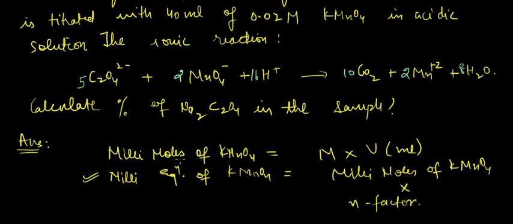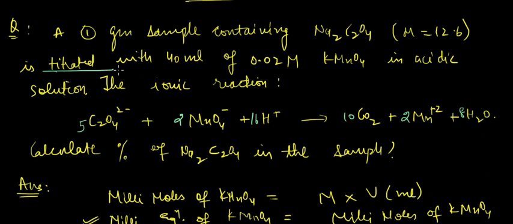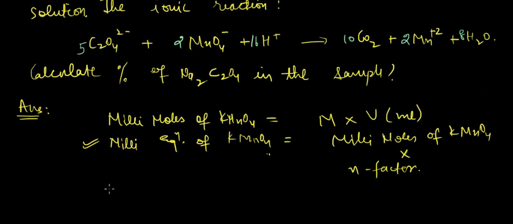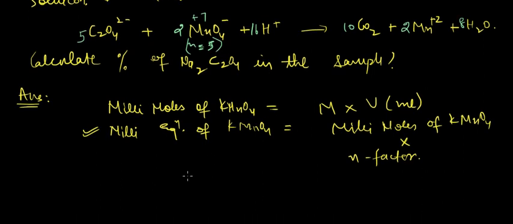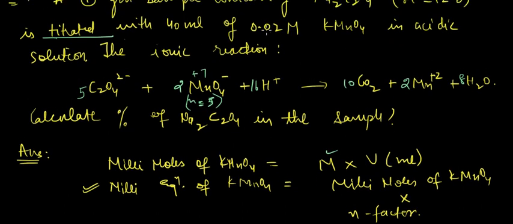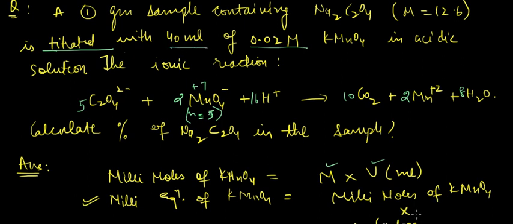Why we are concerned about milli equivalents of KMnO4? Because in the question itself it is written titrated. So in titration we equate the milli equivalents. Okay, so what is the n factor of KMnO4? It is going from +7 to +2 state, hence the n factor here would be 5. So from here we can calculate the milli equivalents of KMnO4. M is given, which is 0.02, volume is 40 ml, and n factor we calculated from the balanced reaction, which is 5. So we know milli equivalents of KMnO4.